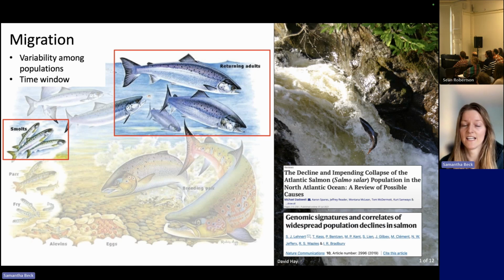And this is what we're seeing in Atlantic salmon. Populations are declining across their entire range, and they are also a migratory species that's very variable within and between populations. So for example, for both their migratory life history stages, smolts and returning adults, they migrate at different times both within and between populations, and there is a specific time window in which they need to migrate.